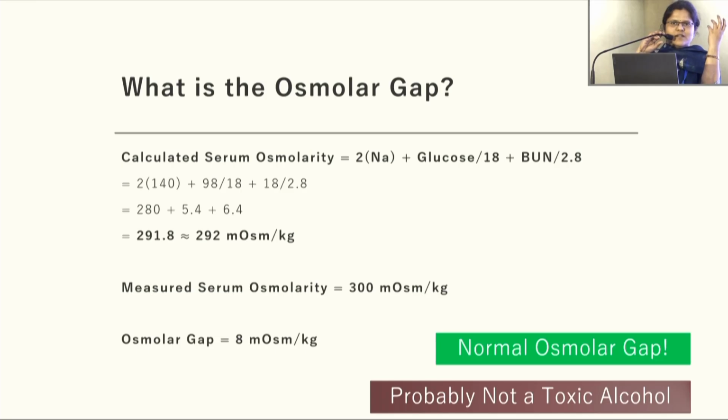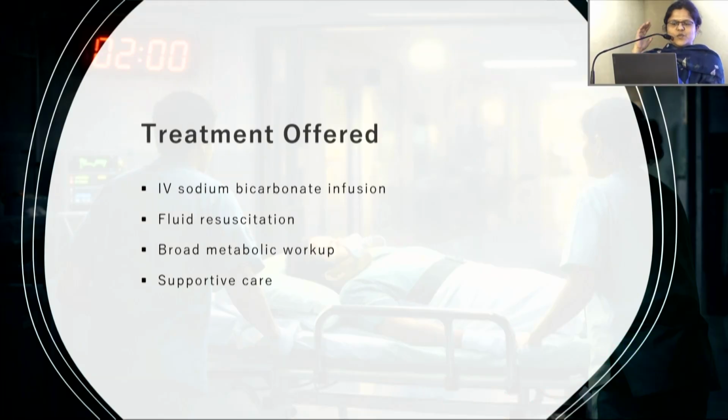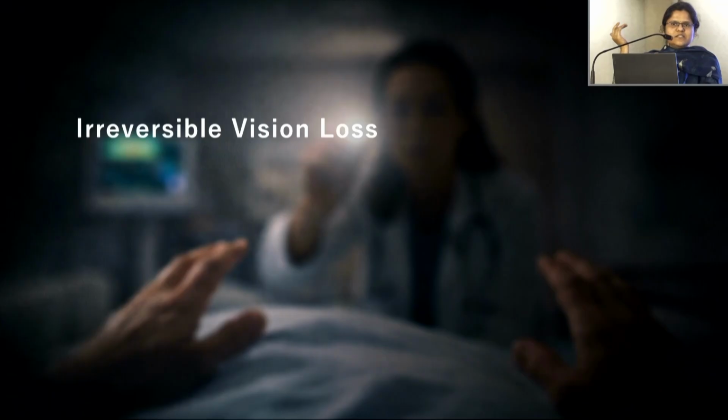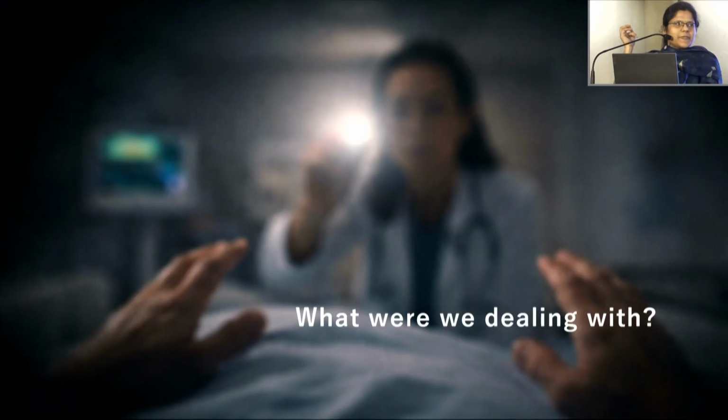Okay? So, since this patient had a normal osmolar gap, it was initially thought it is probably not a toxic alcohol. So, the severe high anion gap metabolic acidosis, which was unexplained, was started to be treated with IV sodium bicarbonate infusion, fluid resuscitation, broad metabolic workup, and supportive care. But after 12 hours, acidosis worsened and the patient ended up in hemodialysis. By the time he woke up the next day morning, there was an irreversible vision loss, blurry vision. So, what are we dealing with? Methanol poisoning. So, what were the clues here?